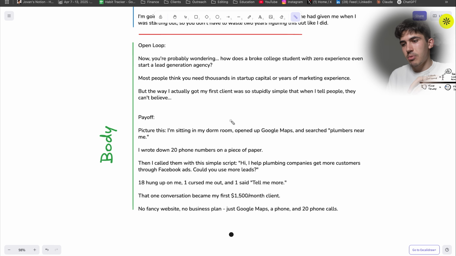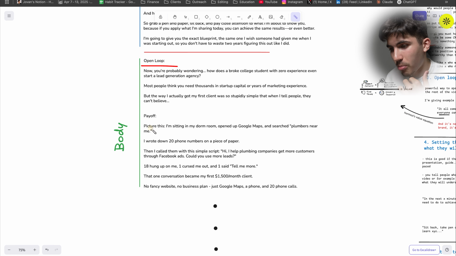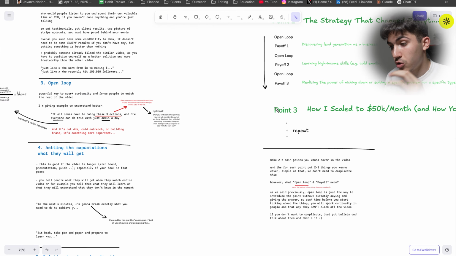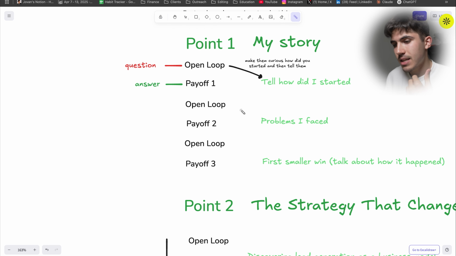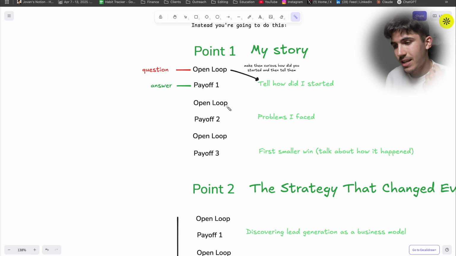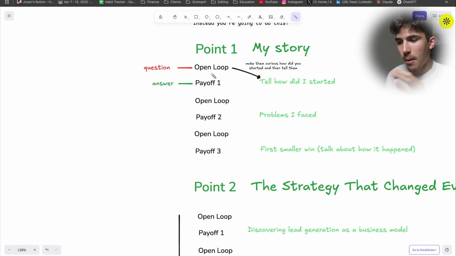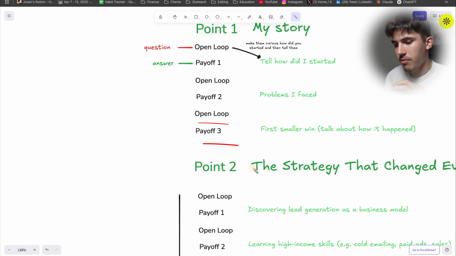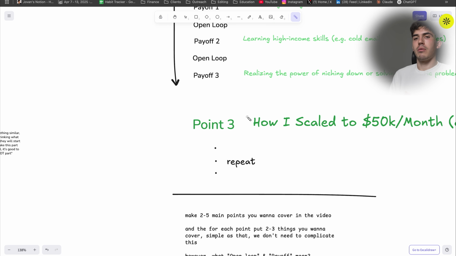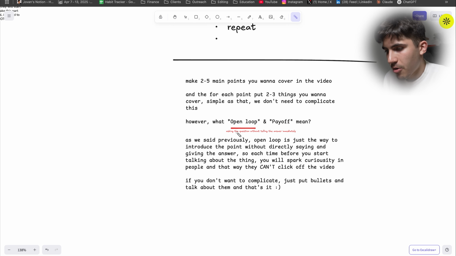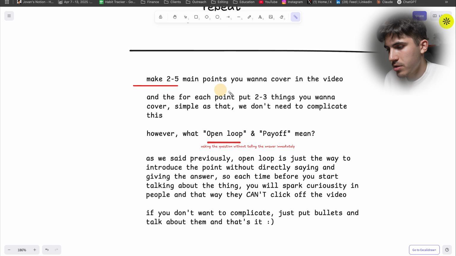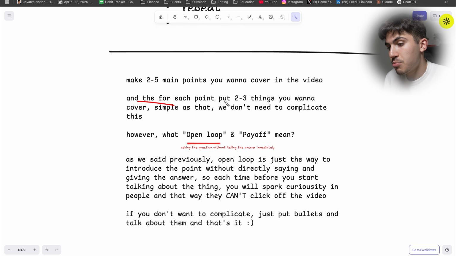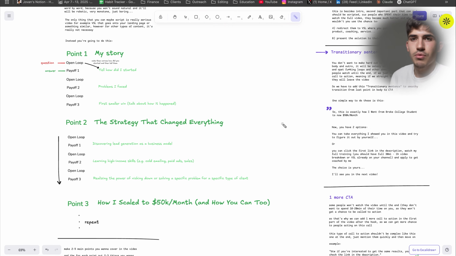And this is one example, and you're going to do this open loop, answer, basically. This payoff means answer. Open loop, answer throughout the entire script. And this is how you're going to keep them curious and engaged throughout the entire video. Best method. So open loop, payoff, open loop, payoff, open loop, payoff, again and again, depending on how many points you have. Summary for body: make 2 to 5 points you want to cover in the video, and for each point put 2 or 3 things you want to cover. Simple as that. This is it for the body part.